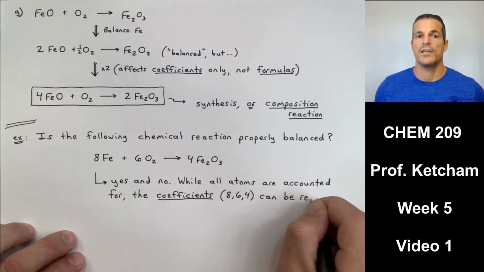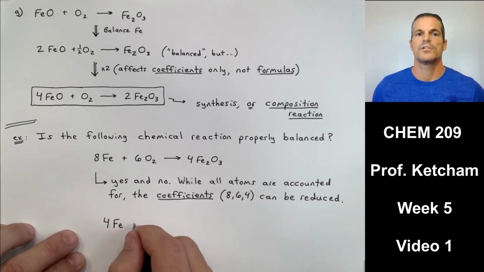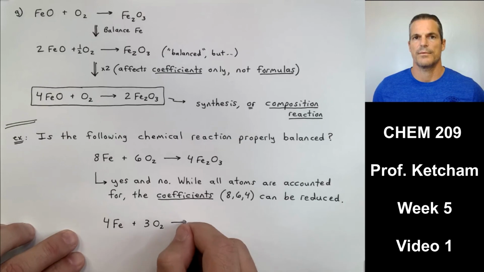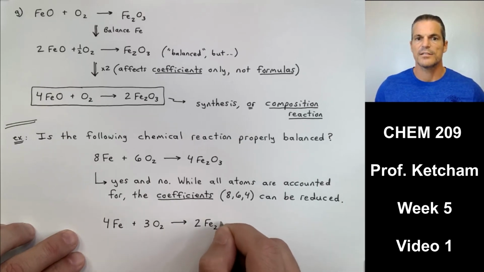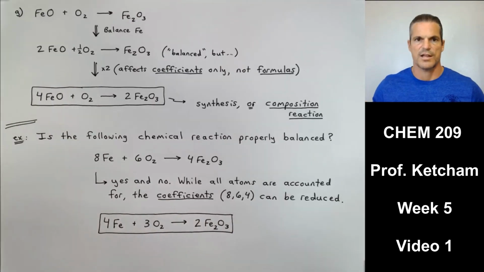So this is going to be 4Fe plus 3O2 yields 2Fe2O3. Okay, everything's balanced, check, and 4, 3, 2 cannot be reduced, check. All right.